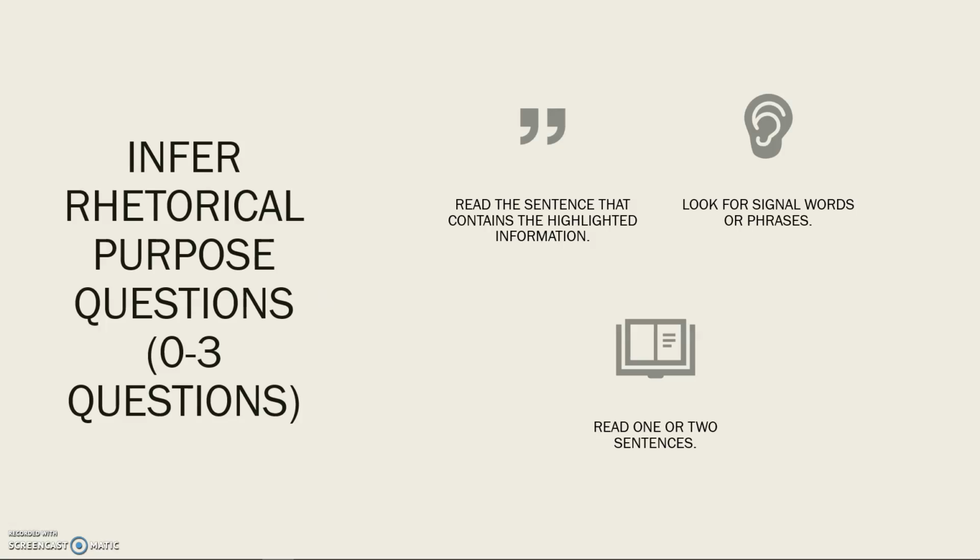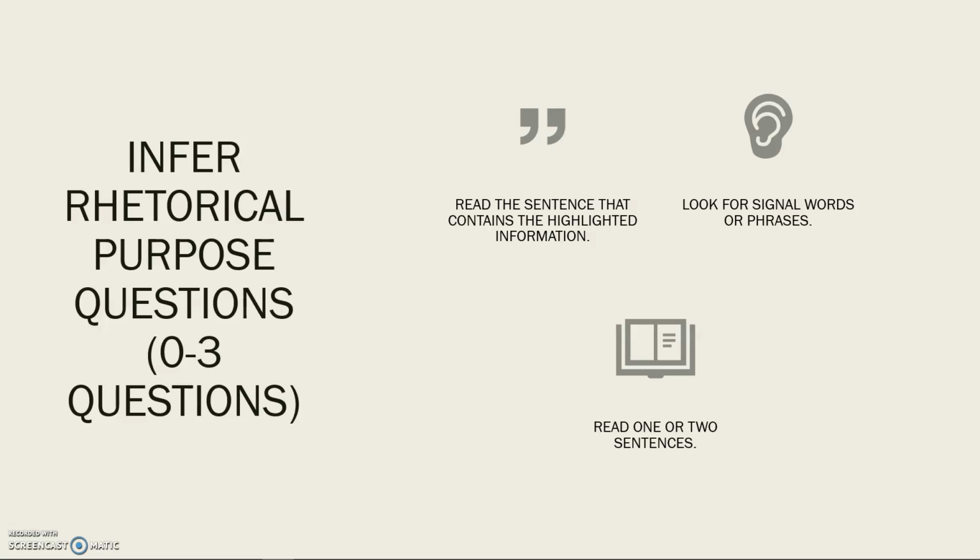Infer rhetorical purpose questions. The term rhetoric refers to the ability to use language in an effective manner to communicate ideas. Rhetorical purpose questions test your ability to understand the relationship of words and phrases to the ideas being communicated in a passage. In this type of question, you are going to find from 0 to 3 questions.